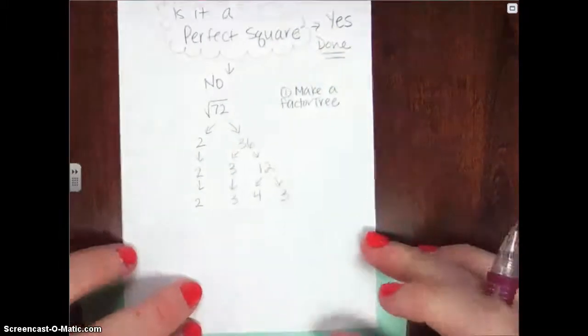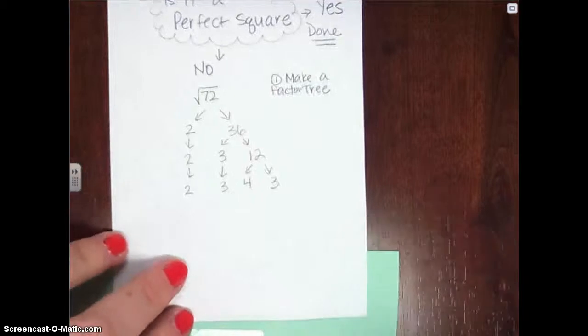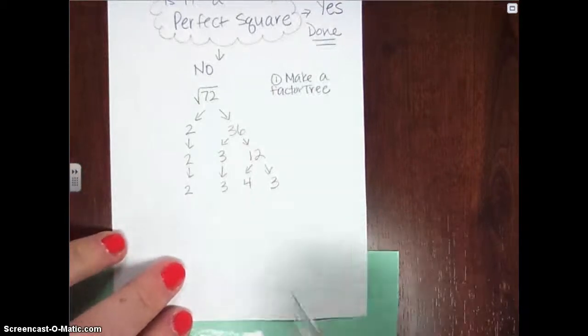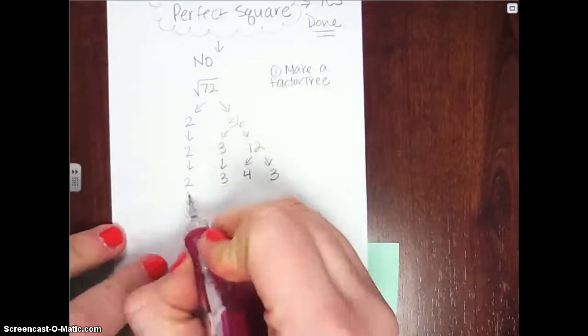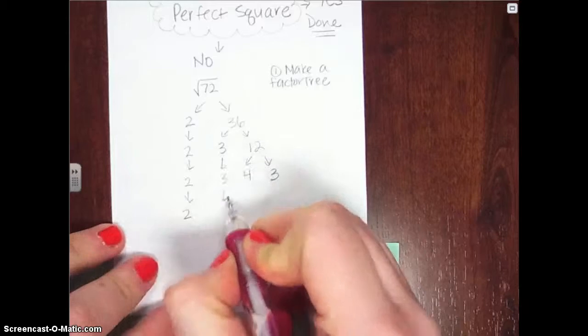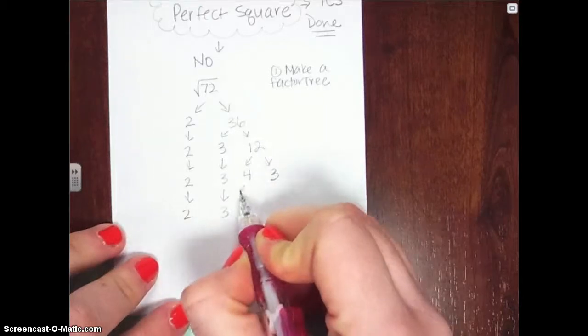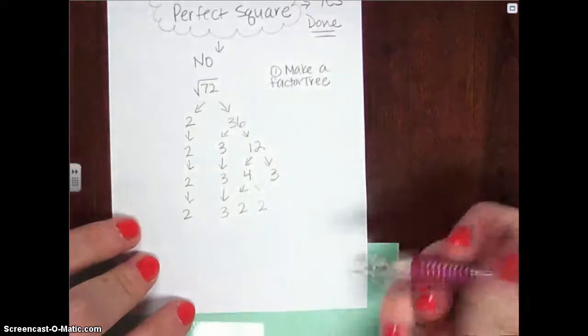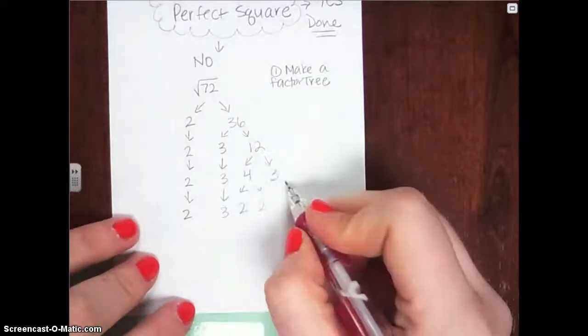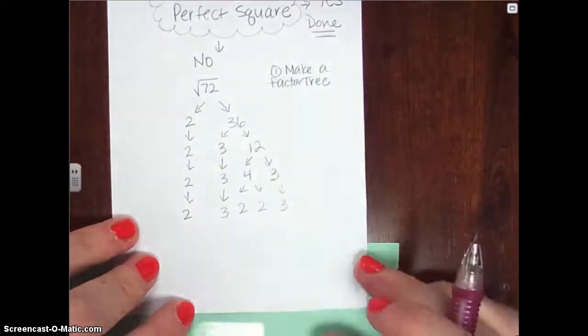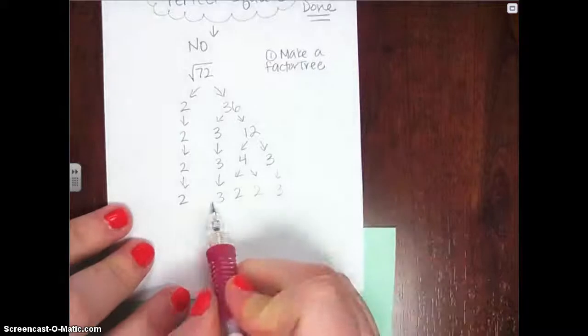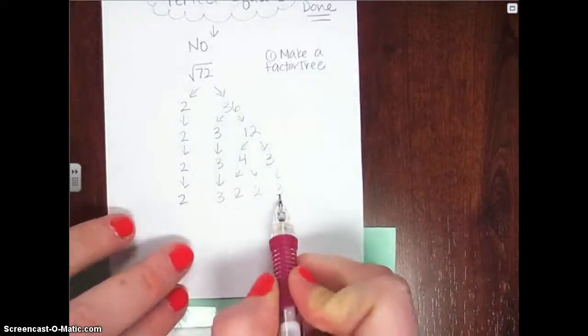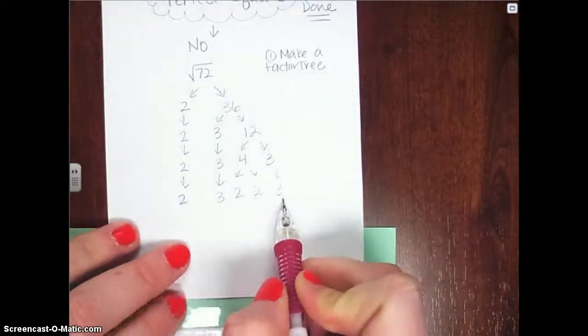Okay, so notice when you say a factor tree, you're getting to the simplest form. Now I can't break down the 2, I can't break down the 3, but this 4, I can break into 2 and 2. And I can't break down the 3 anymore. Okay, so then I look and see, well, can I simplify any of these numbers again? No, I'm done. They're all simplified.